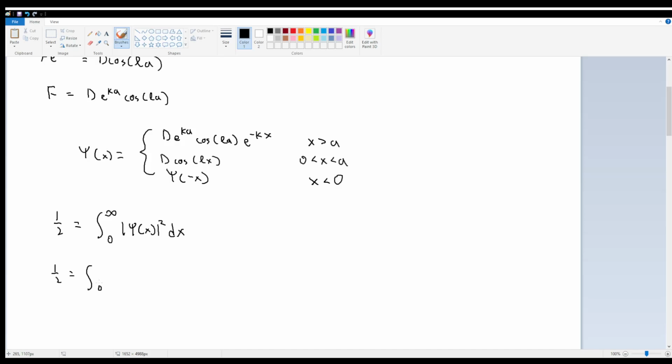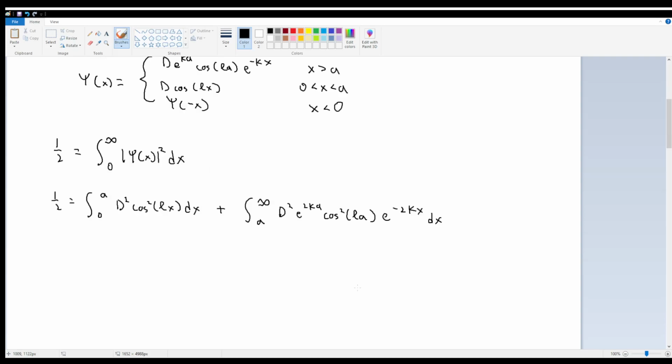1/2 is equal to the integral from 0 to infinity of, we actually have to split this up. This is equal to the integral from 0 to a of D squared cosine squared lx dx, plus the integral from a to infinity of D squared e to the 2ka cosine squared la times e to the negative 2kx dx. Immediately, what I see here is a cosine squared term, so we have to use trigonometric identities.